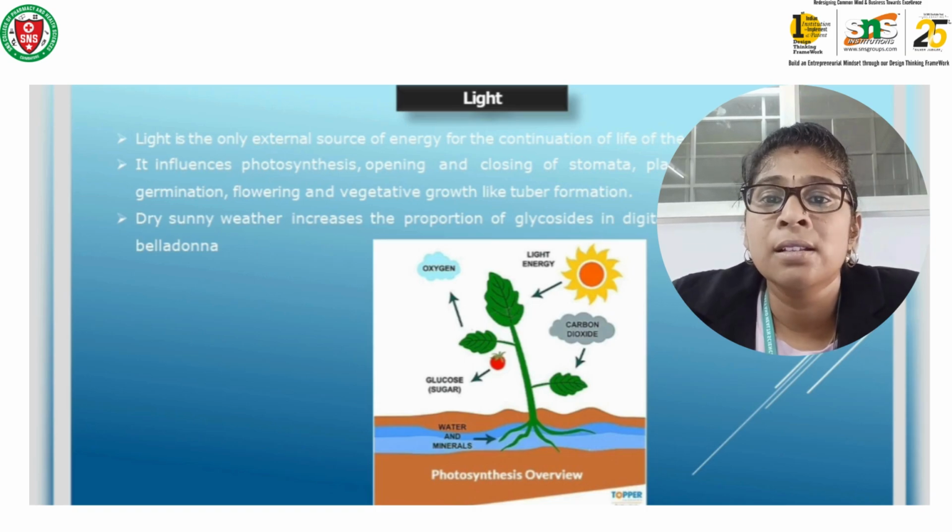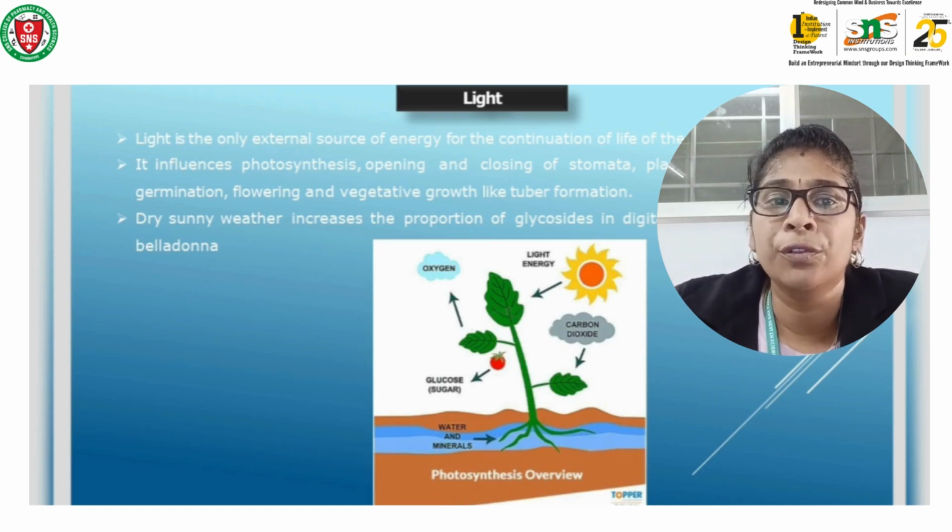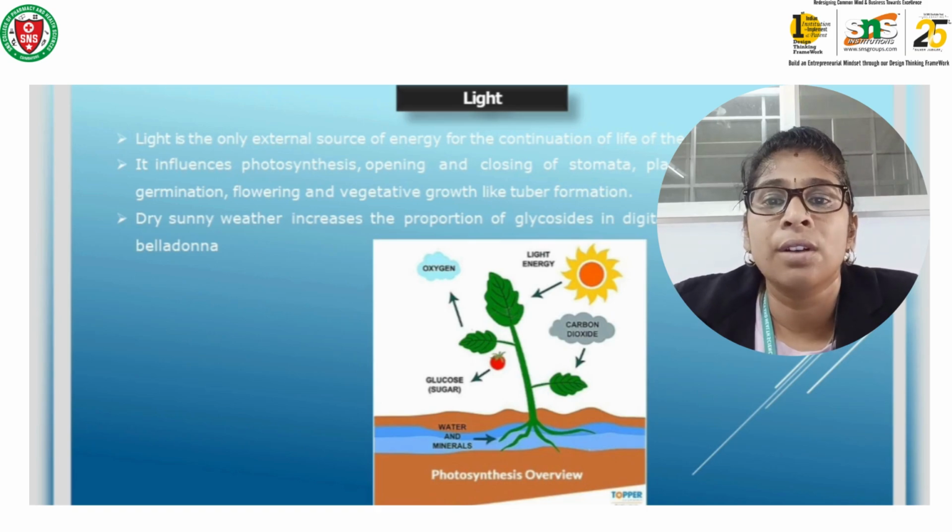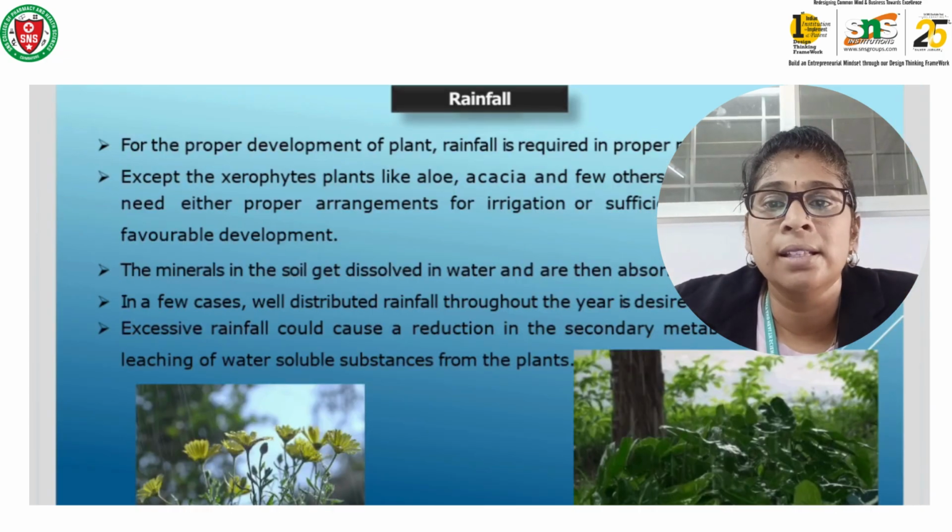Coming to light, it is the only external source of energy for the continuation of the life of the plant. It majorly influences photosynthesis, opening and closing of stomata, plant movements, seed germination, flowering and vegetative growth, like tuber formation. Dry sunny weather increases the proportion of glycosides in digitalis and of alkaloids in belladonna. These are the examples.